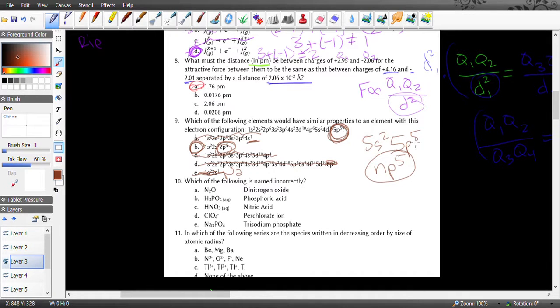It's going to be in the same group, which, by the way, is group 7A, also known as the halogens, right? It has 7 valence electrons, 5, 6, 7.